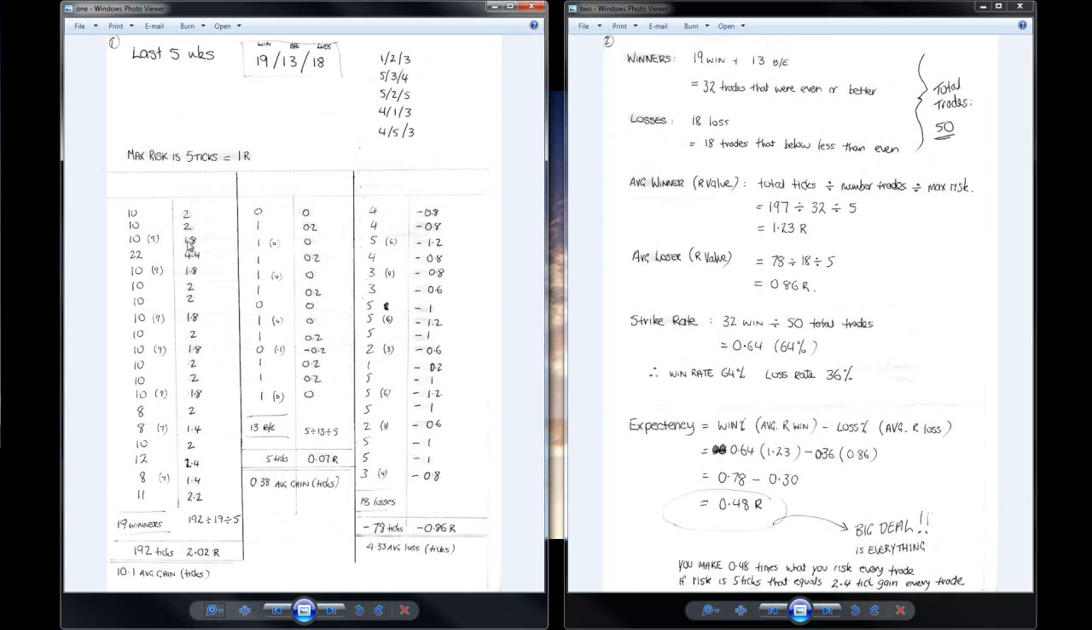And then on the right-hand part of each of these columns, so that one, and that one, I did highlight them, but you can't really see them. I've expressed it in an R value. Okay, so let's break it down.